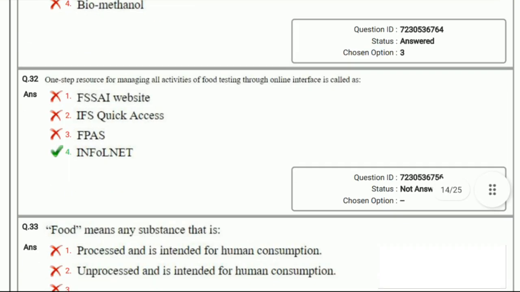Next question, one step source for managing all activities of food testing through online interface is called as. So the answer is Infolnet, and it stands for Indian Food Laboratories Network. So this is the one step source for managing all the activities of food testing. So the name also suggests the same function.